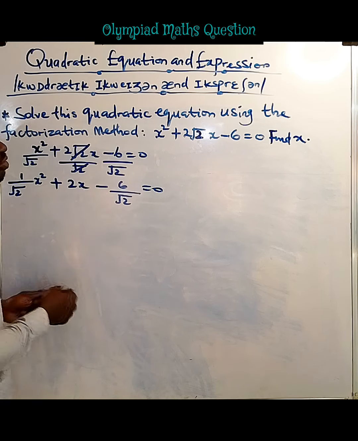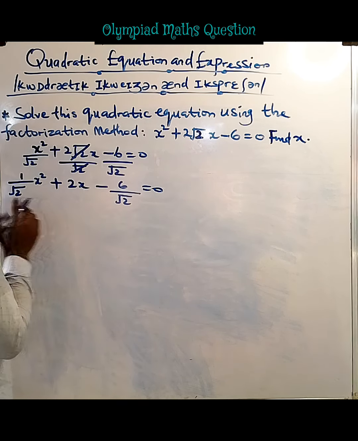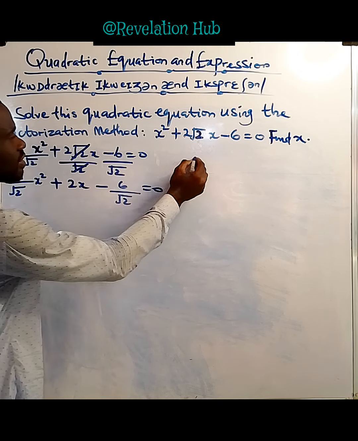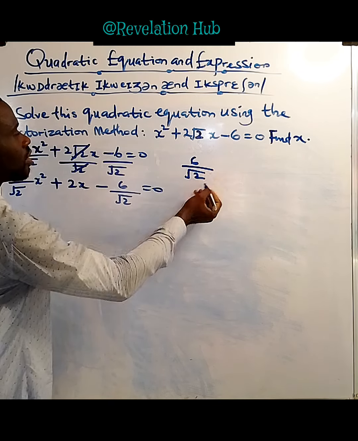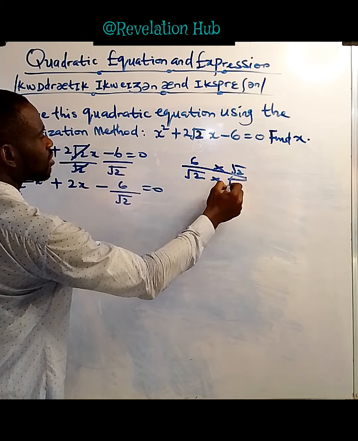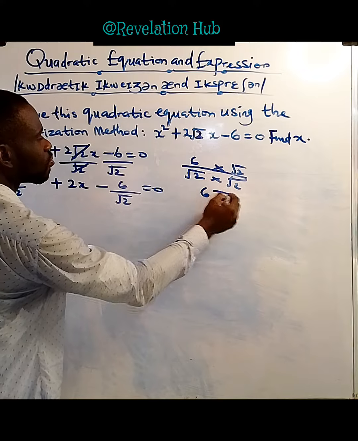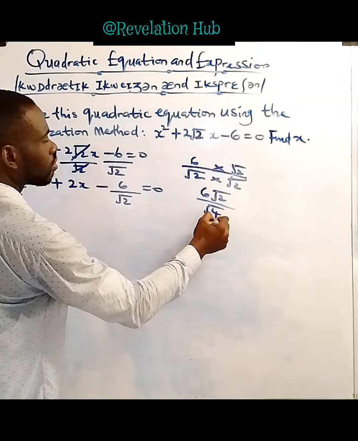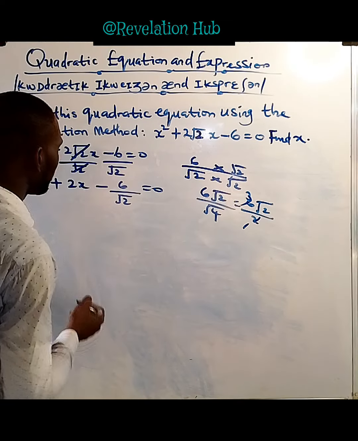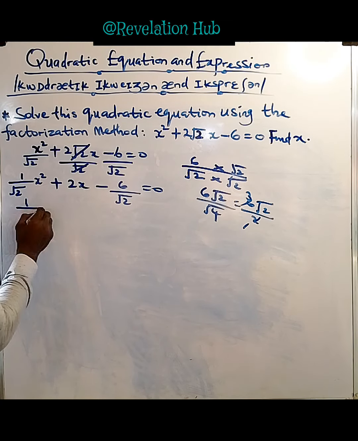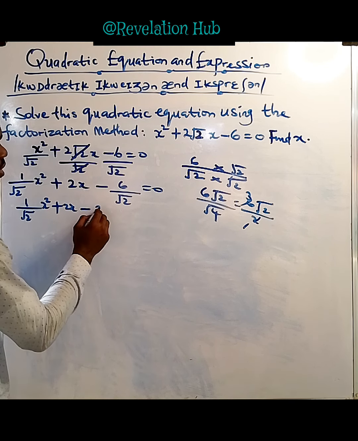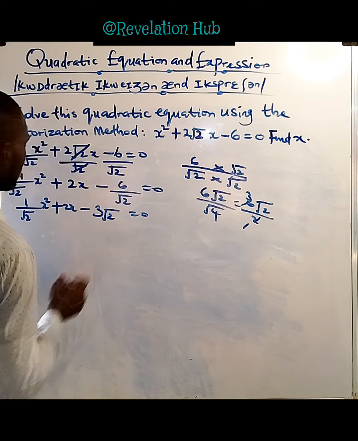The next thing I'm going to do is rationalize the last part, the 6 over root 2. So how do we rationalize? You just multiply through by root 2 over root 2. Don't forget how to rationalize. So 6 times root 2 is 6 root 2 over root 4. That's 6 root 2 over 2. 3 here, 1, 2 here, 3. So we have 3 root 2. So that's 1 over root 2 x squared plus 2x minus 3 root 2 equals 0.